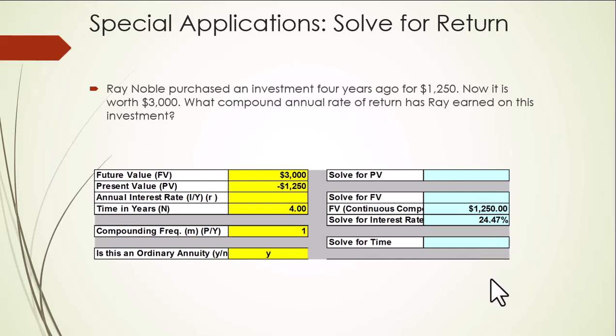Again, the application of this time value stuff is very mechanical. You find the numbers, you put them in the cells, or you put them in the formula, and it solves the formula for you.